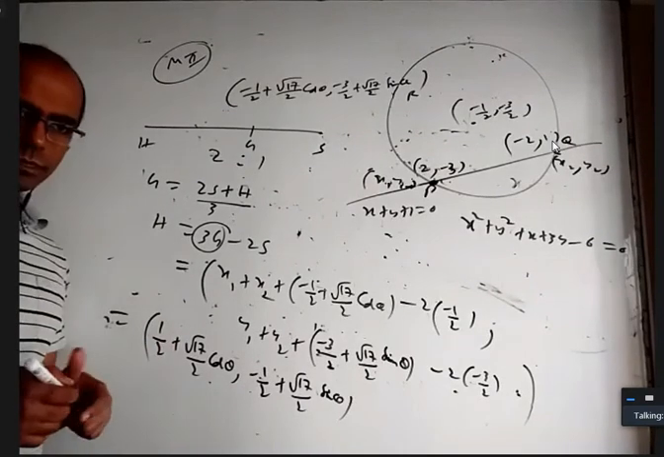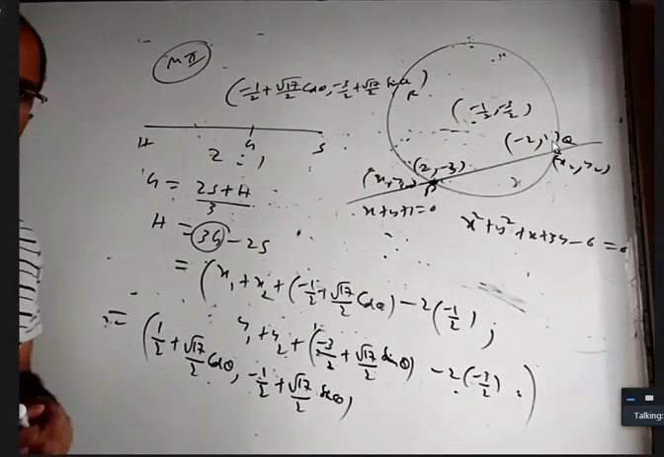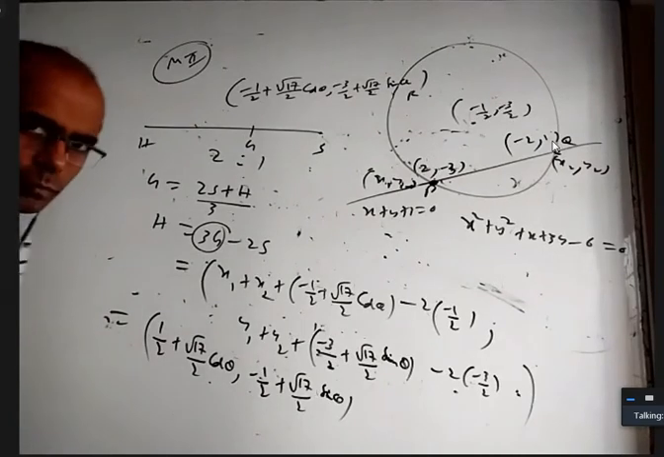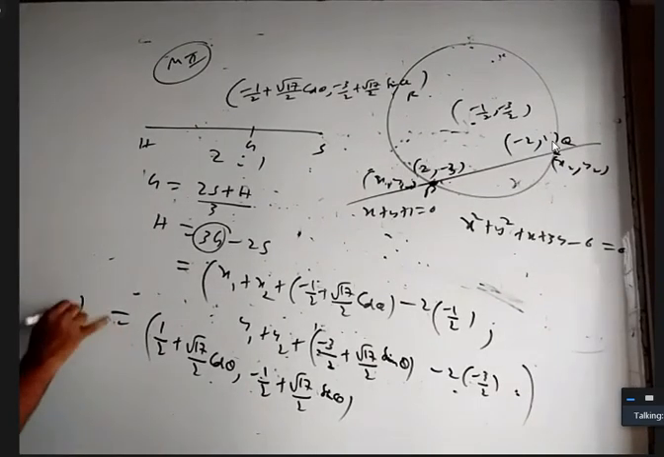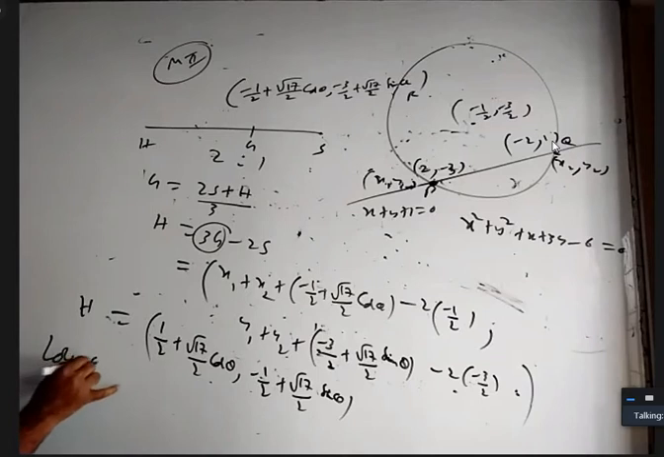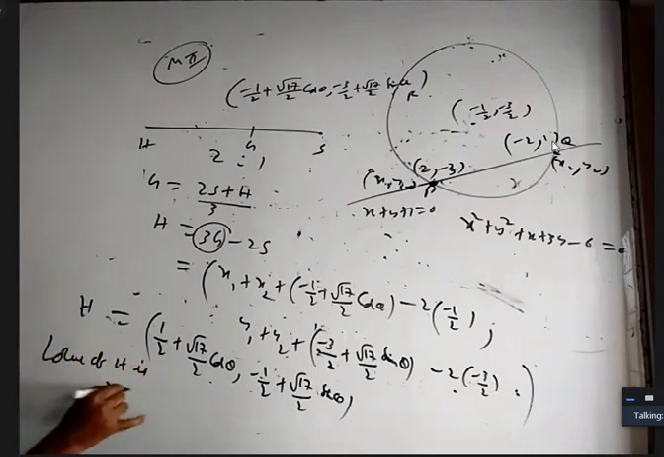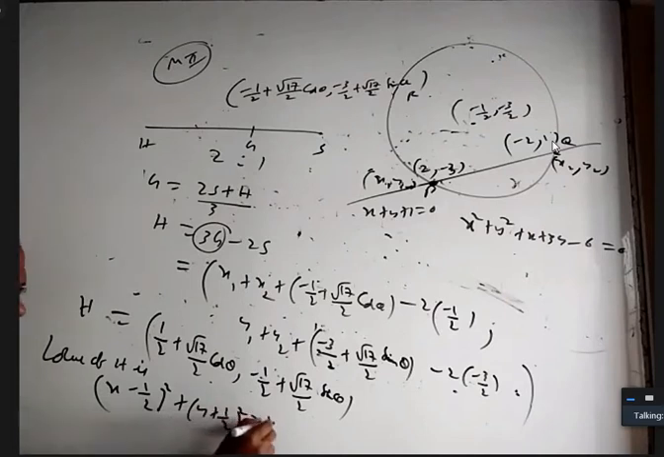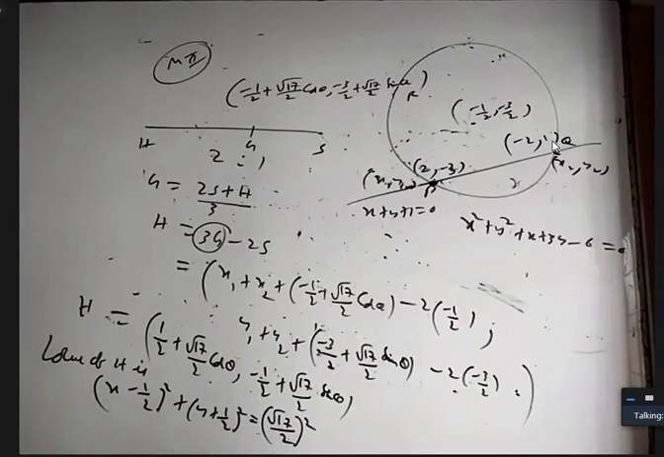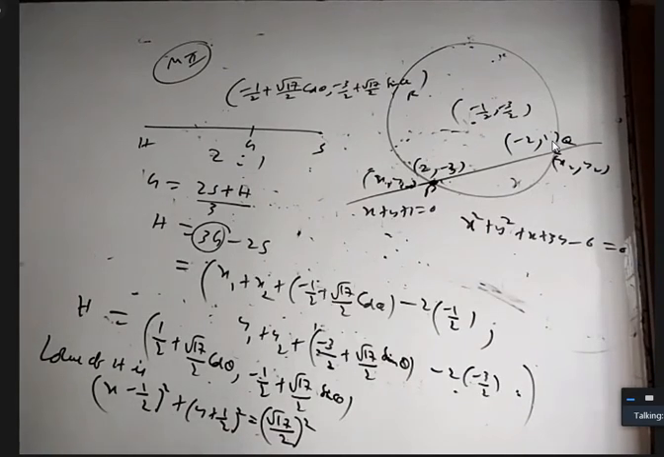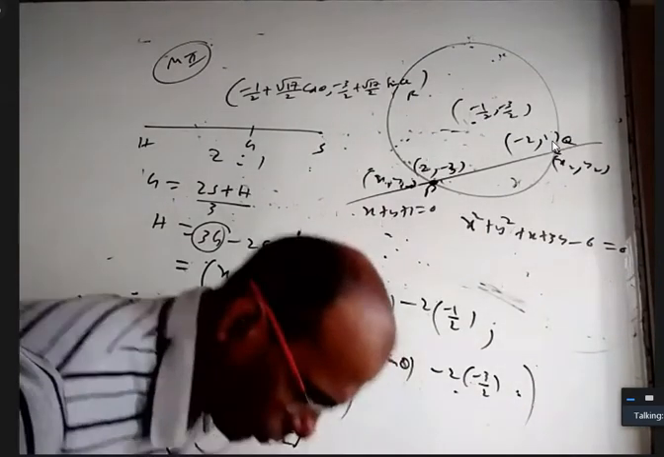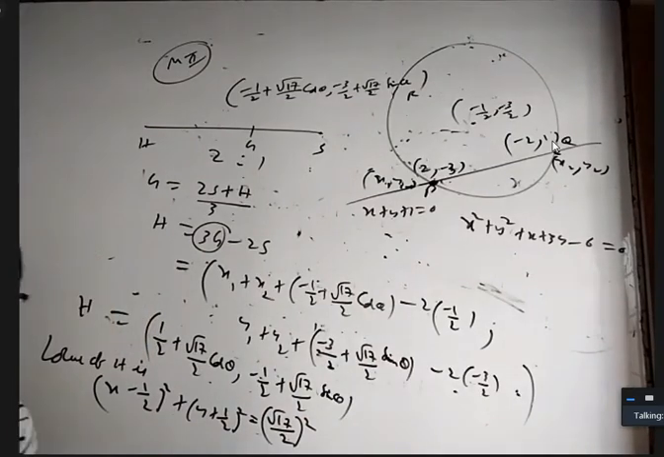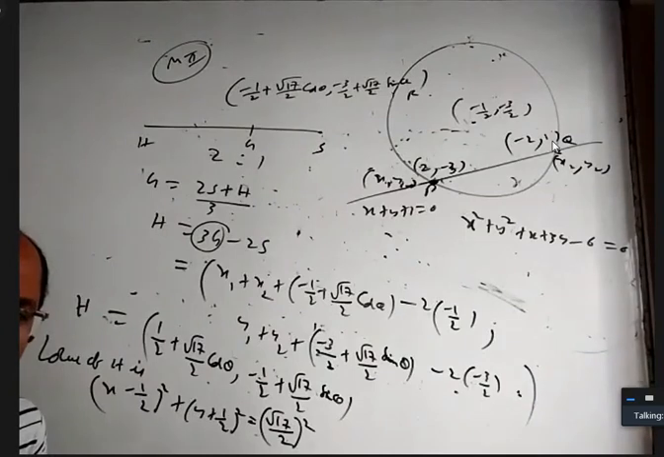Have you understood this? Locus of H is x minus half whole square plus y plus half whole square equal to root 17 by 2. Is the method too clear? Sir, can you explain last?